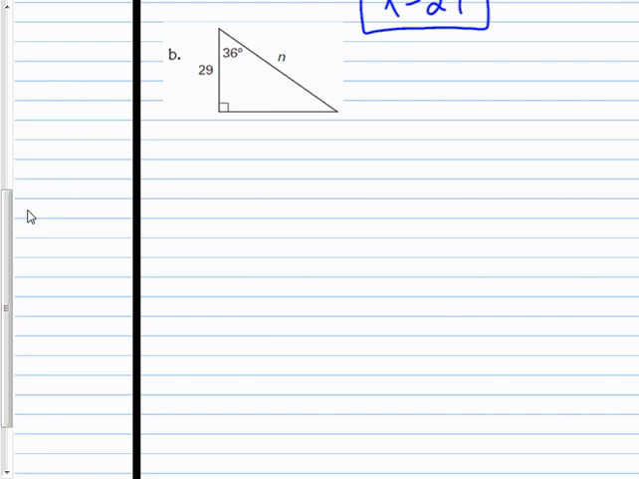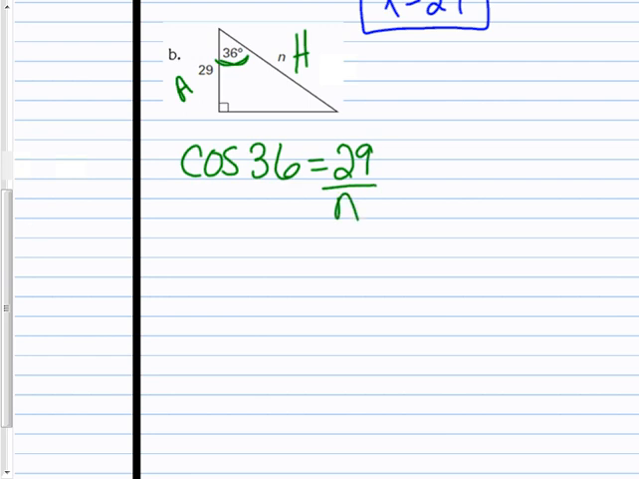Let's do letter B. From the perspective of this angle, 36, we know this is the hypotenuse, this is the adjacent side. So SOHCAHTOA, we have adjacent and hypotenuse, so we're going to be dealing with cosine. So the cosine of 36 is the adjacent 29 over the hypotenuse, which is n. Since the variable's on the bottom, they can switch places. N equals 29 divided by the cosine of 36.